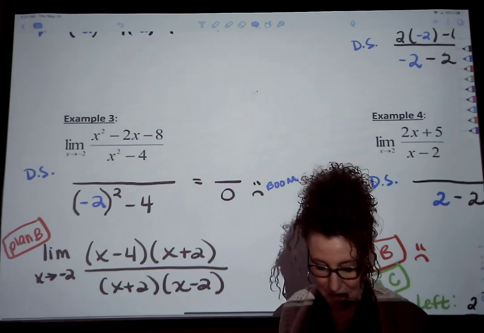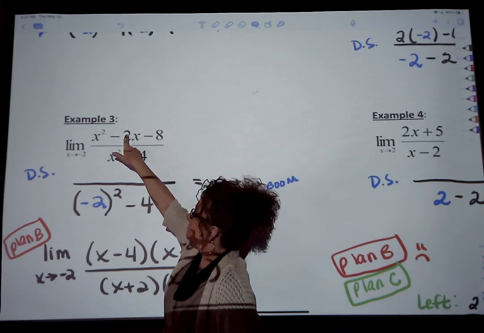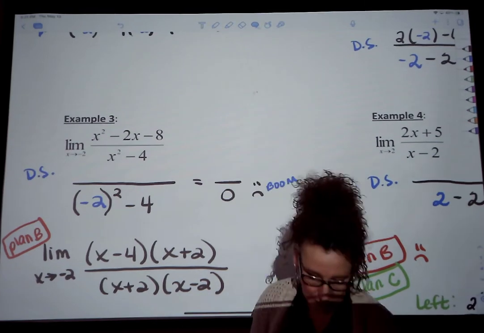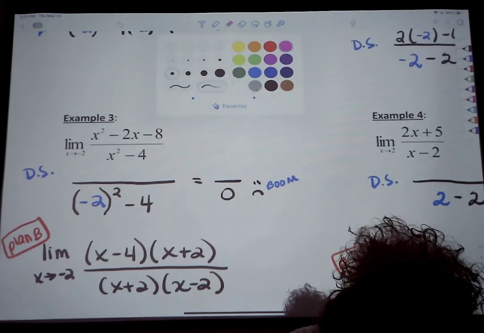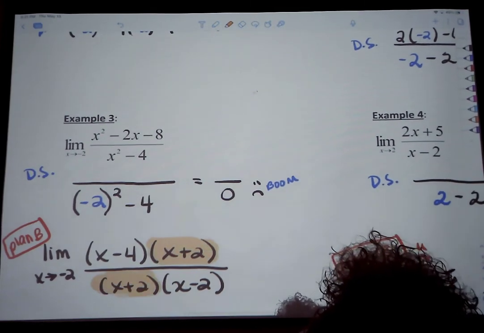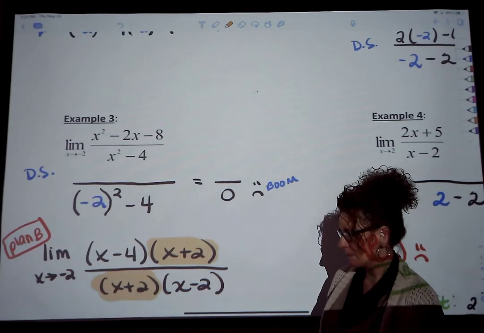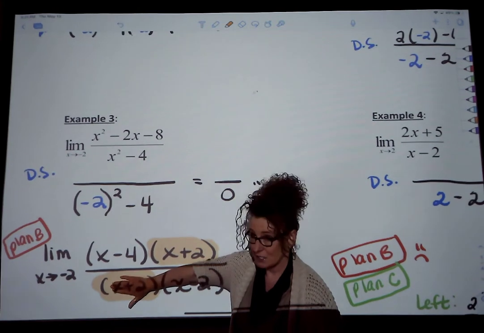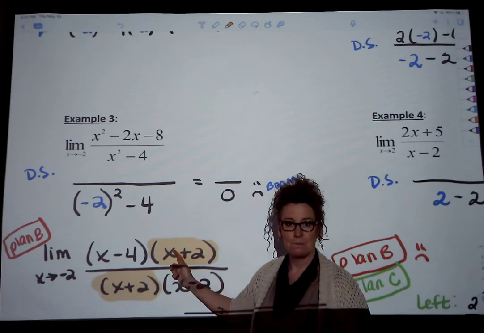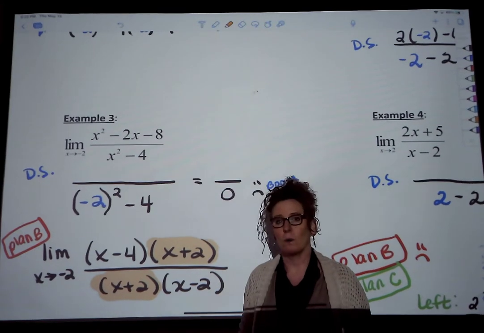Plan B says factor and try to cancel. Okay? So I factored my numerator. I unfoiled it. I factored my denominator. Now check this out. Ooh, first semester pre-cal. Do you know what is going on when x is negative 2? When x is negative 2, this quantity is 0, this quantity is 0. So when x is negative 2, it's in both places, right? That means the function has a hole at negative 2.